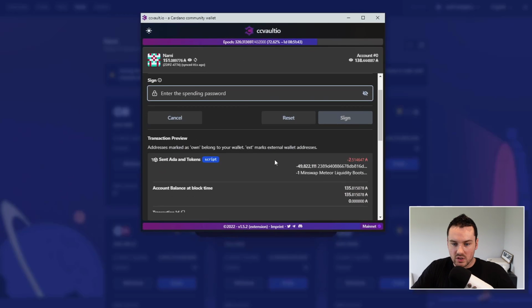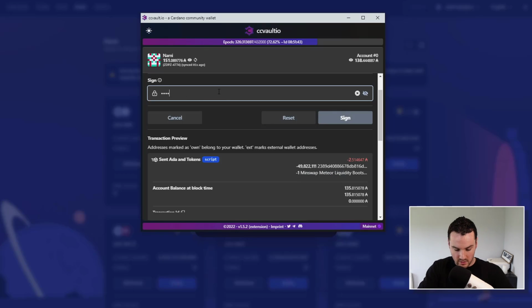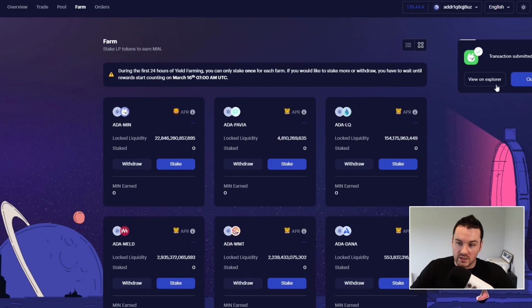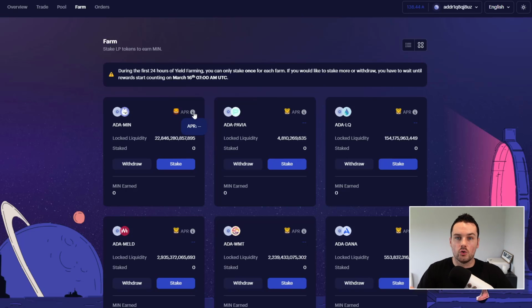And you can see on CC Vault, what it's doing is sending the LP tokens, and it's also sending the NFT that I got for being a part of the LBE, because that's what's going to determine the bonus you get. So if I put in the password here, then click on sign, that transaction has been submitted. It should only take a minute or two. And when it goes through and gets verified, you will see here how much you have staked. And when you hover over the eye, you'll be able to see the bonus that you have on that pair.